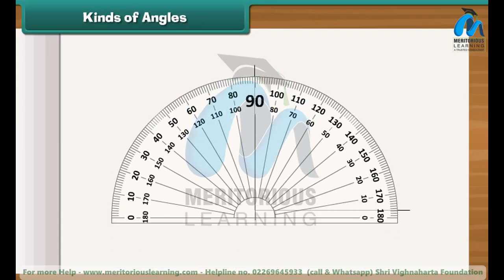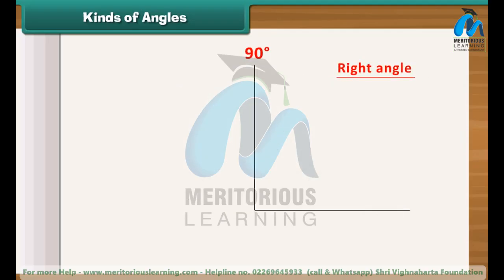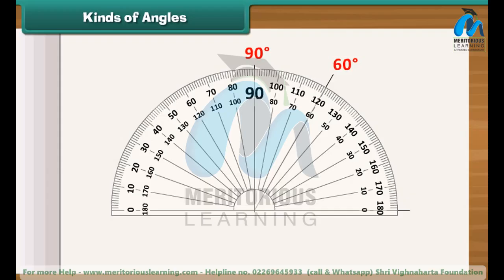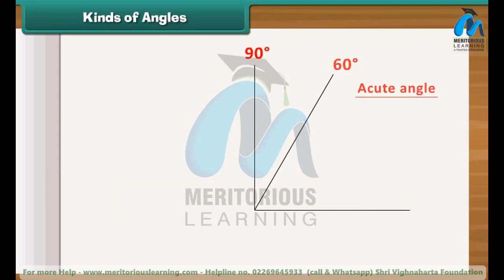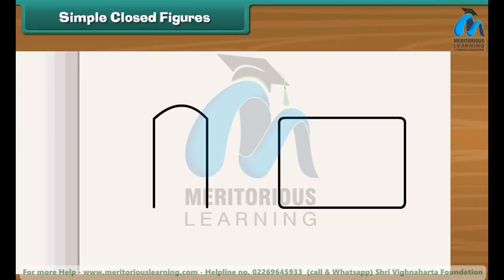An angle whose measure is 90 degrees is called a right angle. An angle whose measure is less than 90 degrees is called an acute angle. While an angle whose measure is more than 90 degrees is called an obtuse angle. Notice the given figures. First figure does not enclose part of plane. This is an open figure. This figure starts with one point and ends at different point.